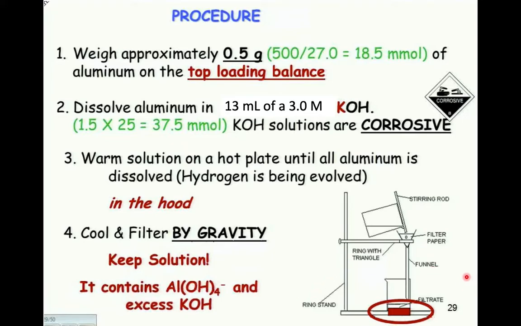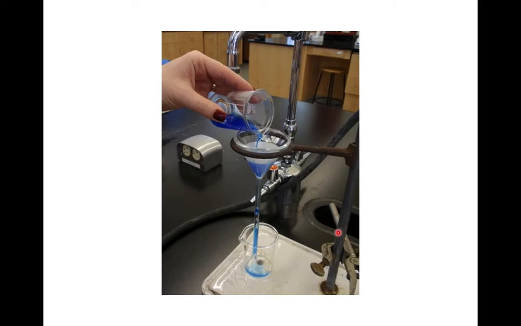And here's a good setup for a gravity filtration. You just have a funnel here. You have your folded piece of filter paper. You would have your solution here that you're going to filter, and you're going to pour it down the stirring rod into the funnel, and it will, just by gravity, drip, drip, drip through the funnel, and here at the end you're left with your filtrate. That's what you're going to do your subsequent reaction with.